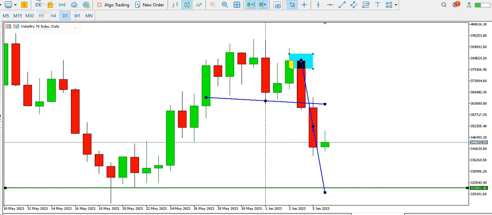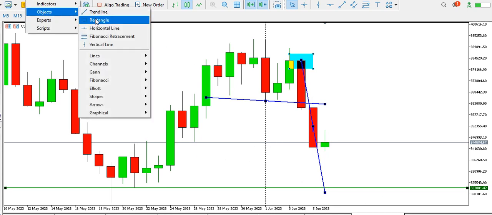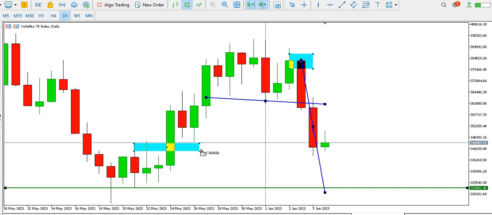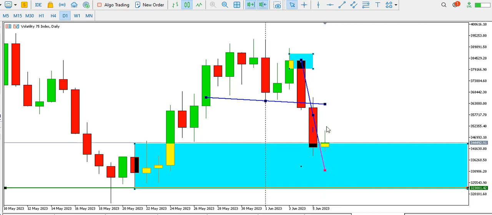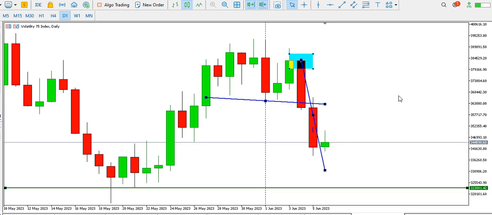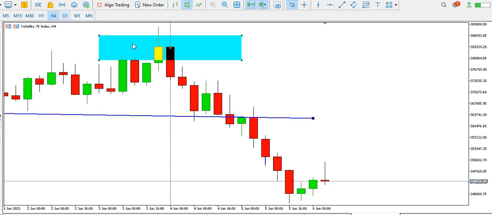Currently, price is almost at the order block, the supply level on the daily time frame. I'm talking about this level. I expect price to drop a bit more into that level before price is able to find some level of demand. All right, so that's that for the daily time frame. Price is still bearish on the daily time frame for volatility 75 index.